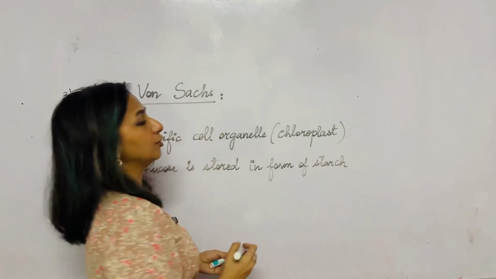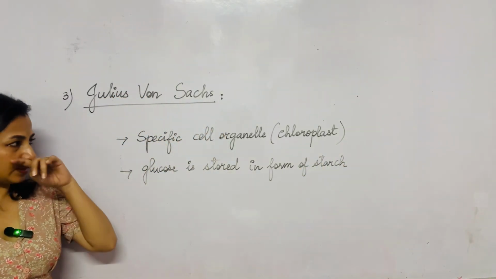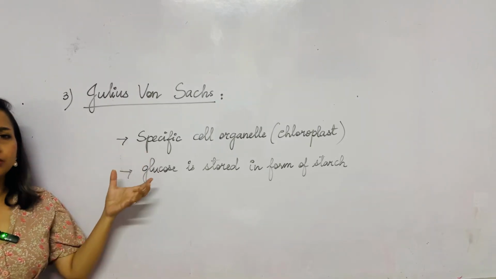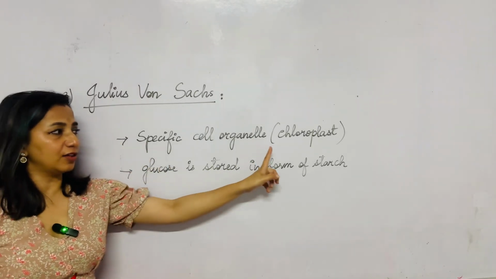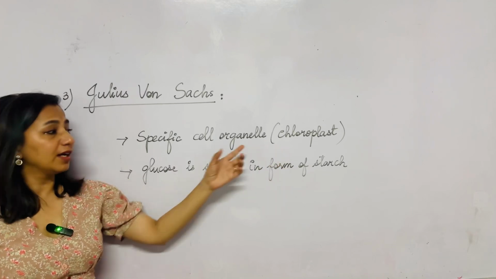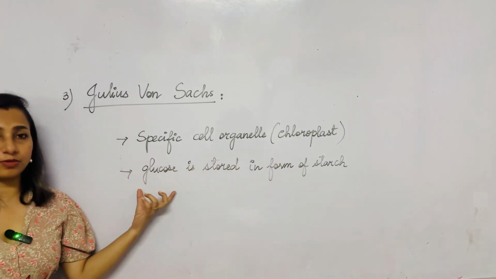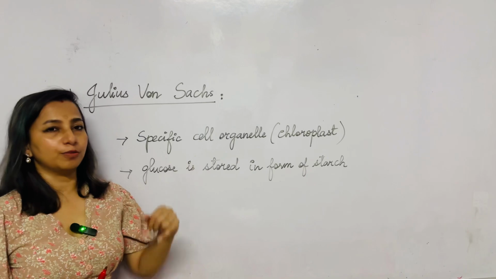So this is his contribution. Clear? He suggested that for photosynthesis to occur, there is necessity of a specific cell organelle. Now we know that it's chloroplast, and the product of photosynthesis, which is glucose, is stored in the form of starch.